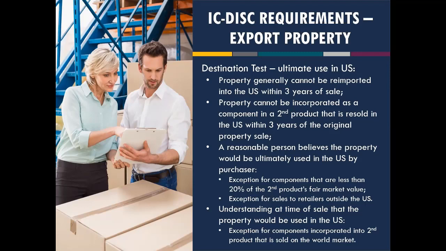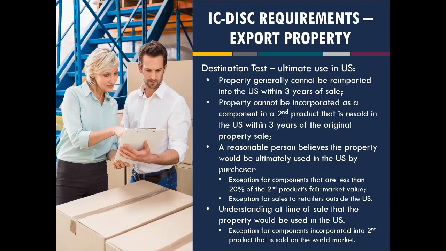And then for component parts, there's also an exception. So let's say you're making a valve that's going to be part of an appliance that's manufactured outside the US. So you make this valve in the US, you sell it to a foreign manufacturer who incorporates this valve into the appliance, and let's say that appliance might possibly be sold back into the US. The exception is if the component part is less than 20% of the second product's fair market value, then it has been deemed to have been used outside the US and you meet the destination test.